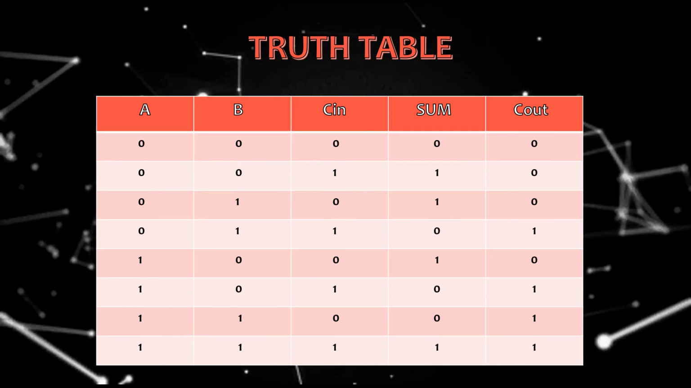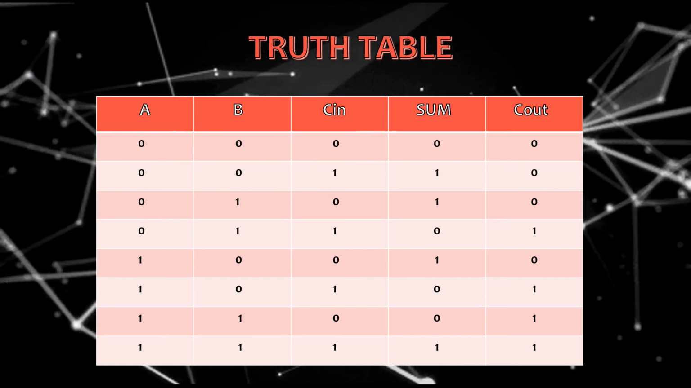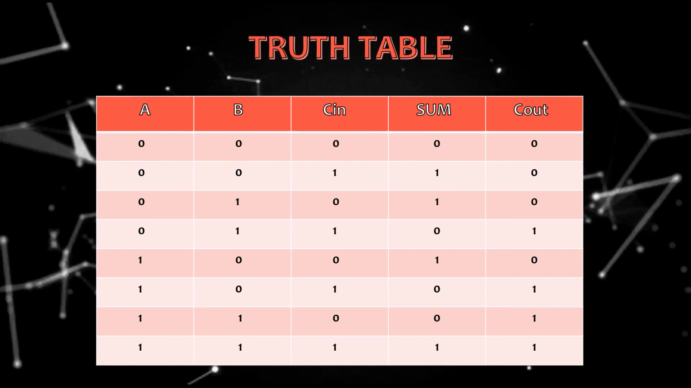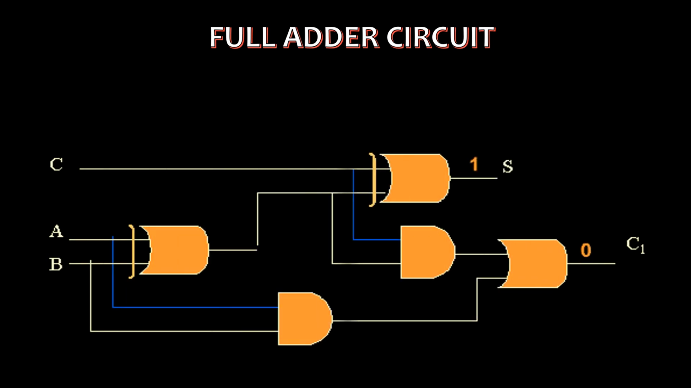Now this is the truth table of a full adder. This includes 3 inputs and 2 outputs, A, B, C in as input and sum and C out as output. Now let's see the circuit of a full adder. Now this is the circuit of a full adder, which includes 3 XOR gates and 2 AND gates. For A, B and C as input, it includes 0, 0 and 1. Now it gives 1 and 0 as sum and C out in output. Now this is how a full adder circuit works.